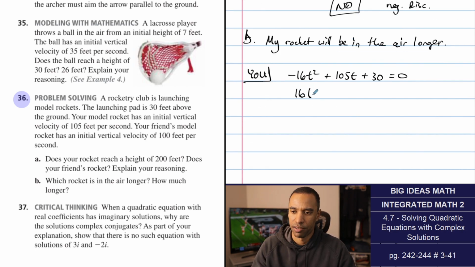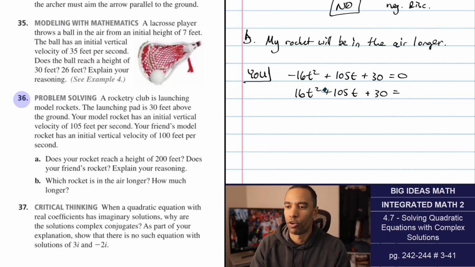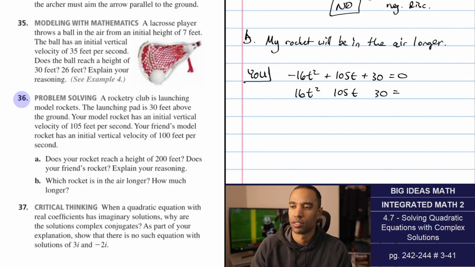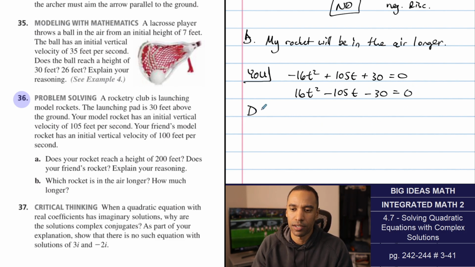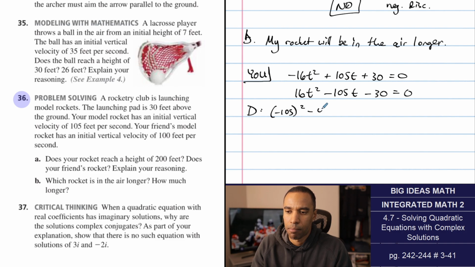I'm going to make that positive. So 16t squared plus 105t plus 30 equals, I didn't change anything else, minus 105t minus 30 equals 0. So now we're going to do the discriminant, and that'll be b squared minus 4ac.